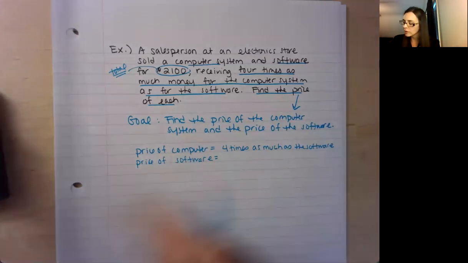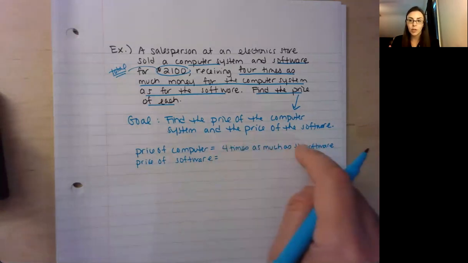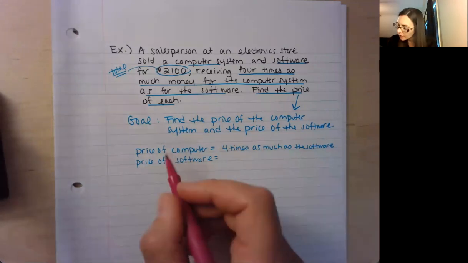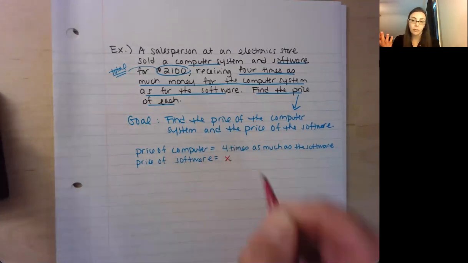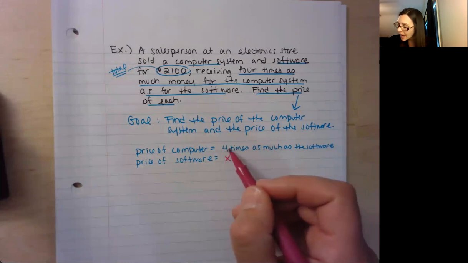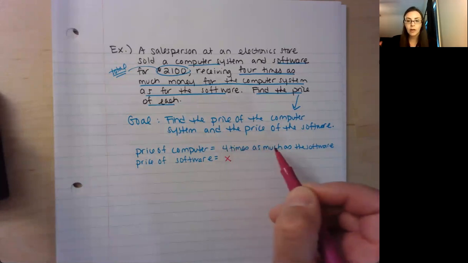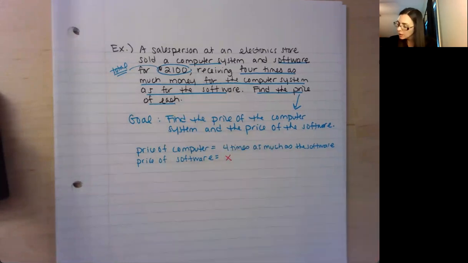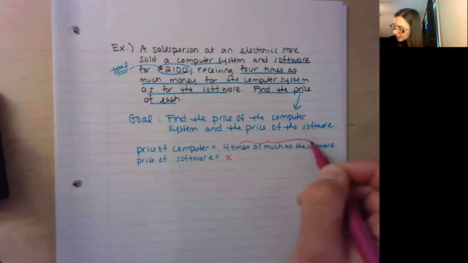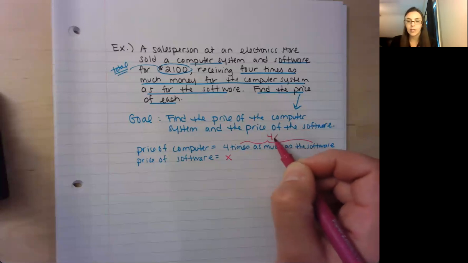I have a little bit extra information about the computer, but I have nothing about the software. So because I have nothing about the software, I'm going to let that be my variable. I'm going to let the price of the software be X here, or you can use P for price or S for software, whatever you want to use. And then the price of the computer is 4 times as much. Well, 4 times means multiplied by 4. So the price of the computer must be 4 times the software, and the software is X.